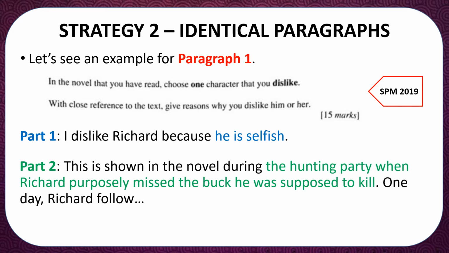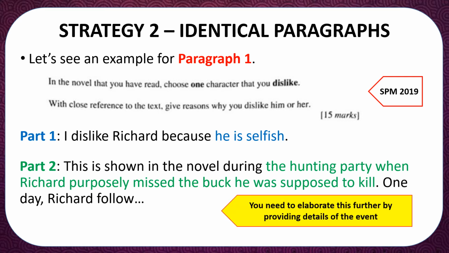So this is shown in the novel during the hunting party when Richard purposely missed the buck when he was supposed to kill. One day, Richard followed, blah blah blah. Here, you need to elaborate this further by providing details of the event. You need to be as detailed as possible by giving references as close to the text as possible.